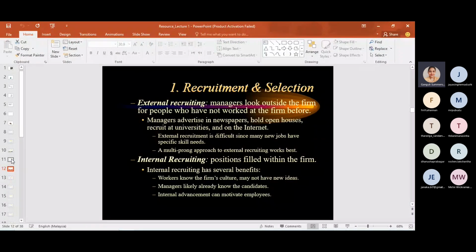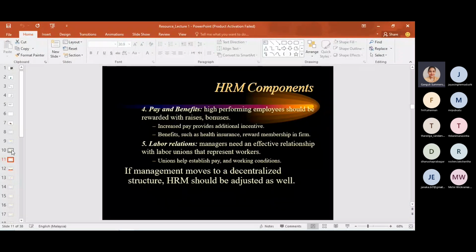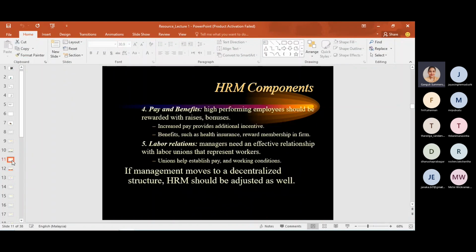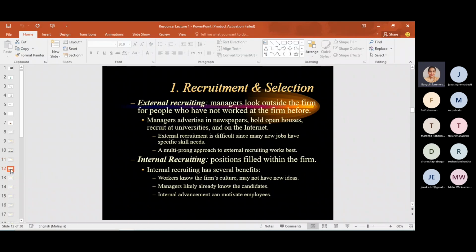and training and development in detail, and performance appraisal, feedback, pay and benefits, labor relations in detail. So we are going to discuss each component in detail. We can start off with the first component, recruitment and selection.